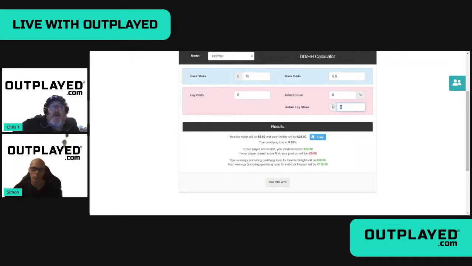Myself, I will just do the standard lay stake as it tells me to. For the sake of 85p, 83p, it's worth getting on there for that side of things, and hoping that they go on to do the double delight and the hat-trick heaven side of it.